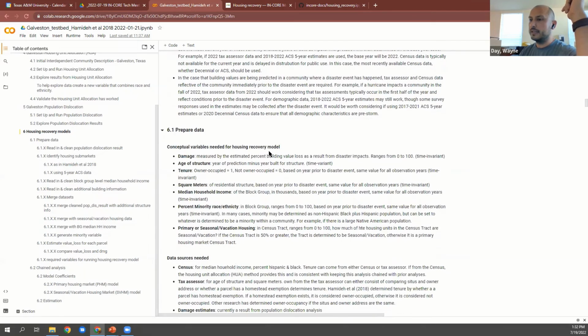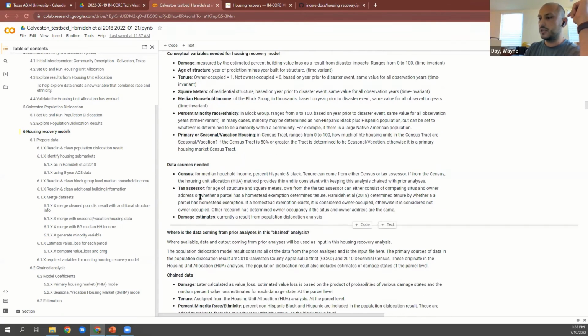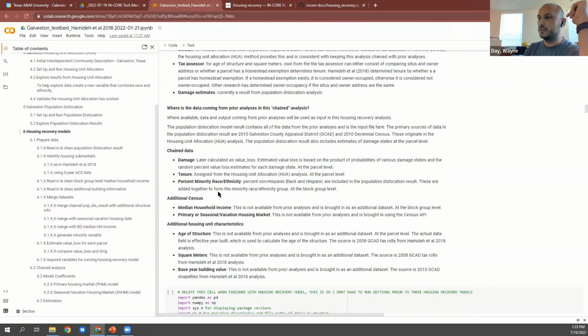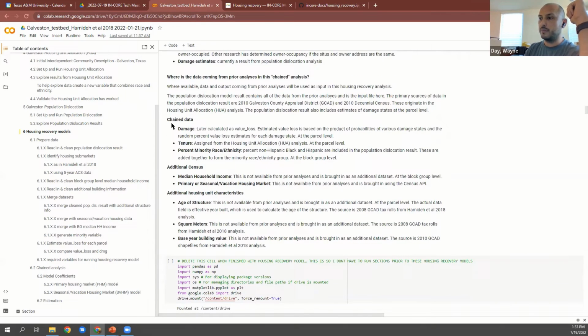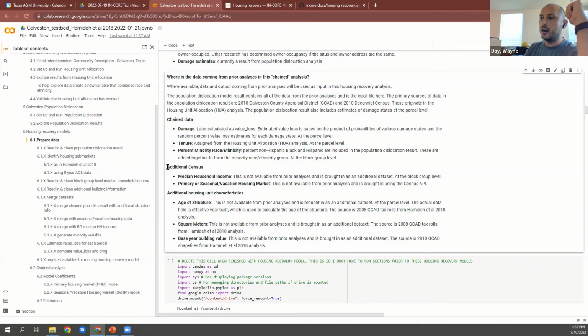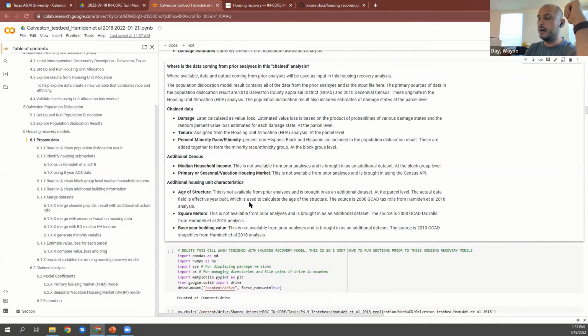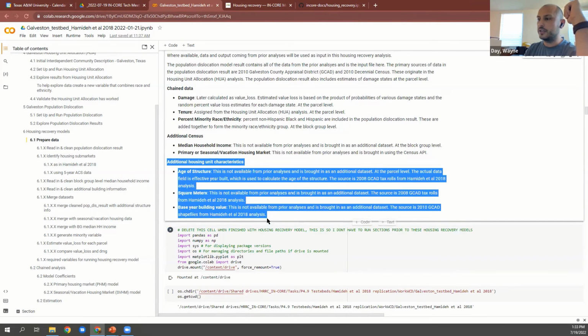In terms of preparing the data, at first I've got definitions of each of the variables that are needed and the data sources they're coming from, and we've already talked through some of that. What data are coming from prior analyses in this chained analysis, what data we're able to lift from prior sections in this notebook, what data doesn't exist in the notebook that I'm having to bring in at this stage, and then some additional housing unit characteristics that I have to bring in as well.